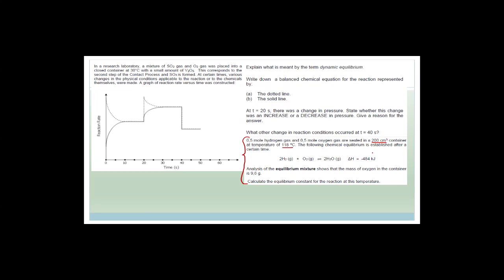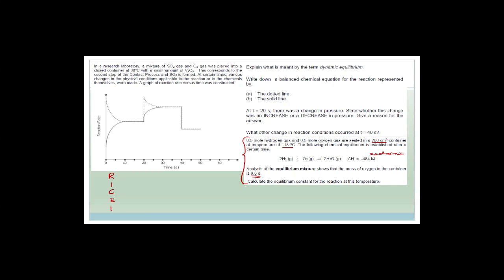And do you see that delta H is negative? So we know that the forward reaction is exothermic. It says analysis of the equilibrium mixture shows the mass of oxygen in the container was 9.6 grams. Calculate the equilibrium constant for this reaction at this temperature. Okay, so we need a table. We need a RICE table.